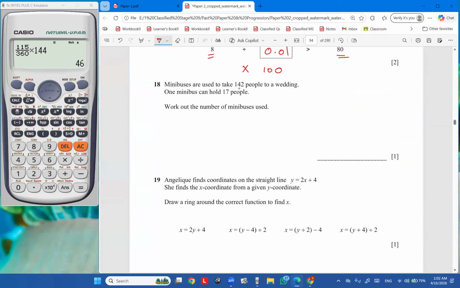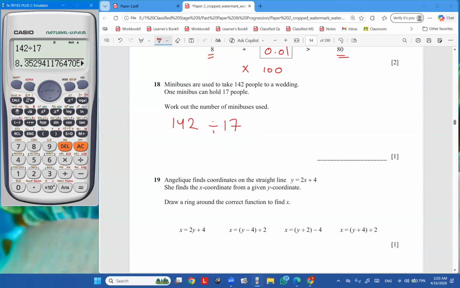Minibuses are used to take 142 people to a wedding. One minibus can hold 17 people. Work out the number of minibuses used. So here they're saying that minibuses are used to take 142, but one minibus can hold 17. So I need to do 142 divided by 17 to find the number of minibuses that are used. So let's do this: 142 over 17, which is going to give you exactly what? 8 point a lot of numbers.